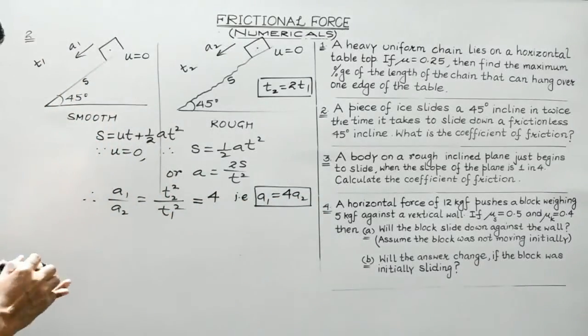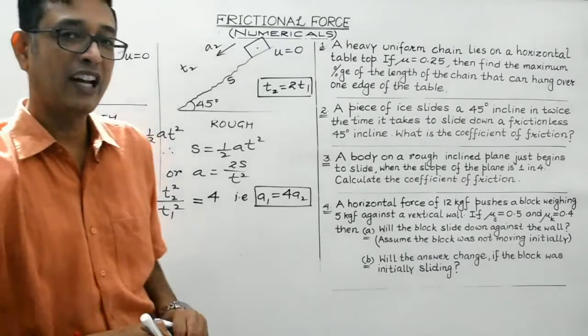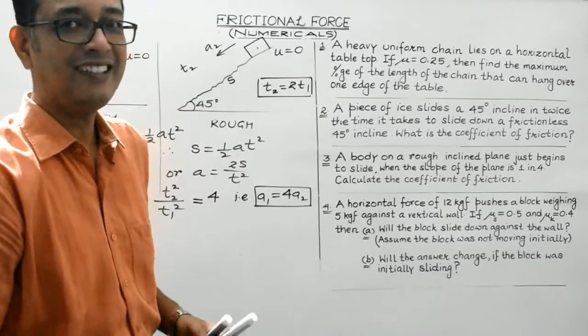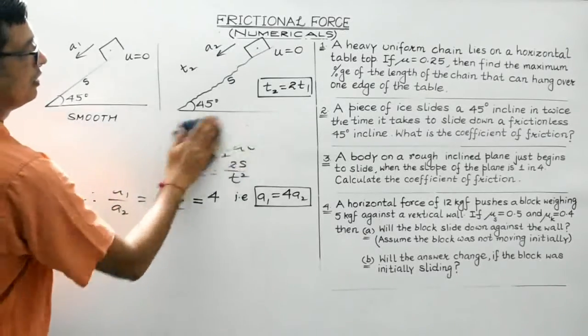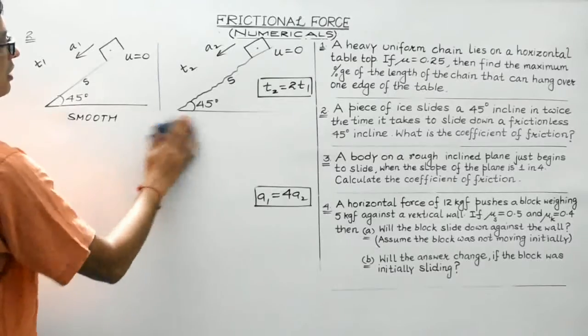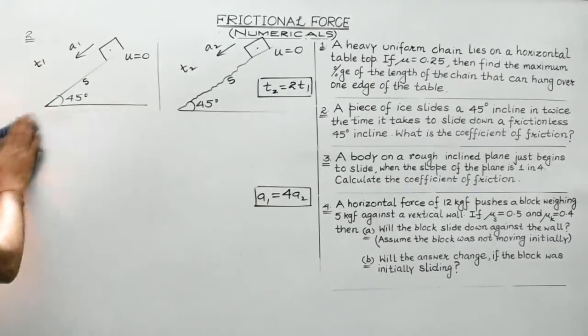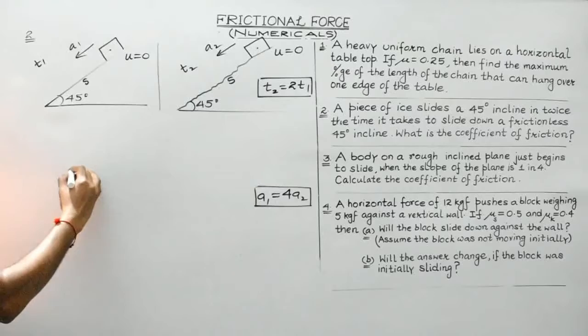Okay, students? Now what we do is, let's draw the free body diagram in each case and get the relationship between A1 and A2. Right? Let's draw the free body diagram now. Let's consider the case of the smooth incline first. Let's draw the free body diagram for this one. It is like this.